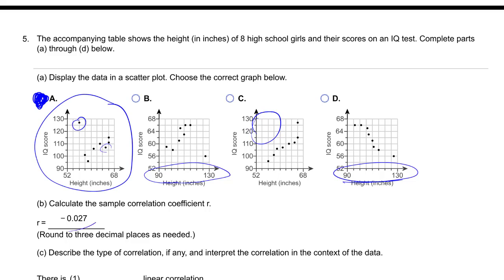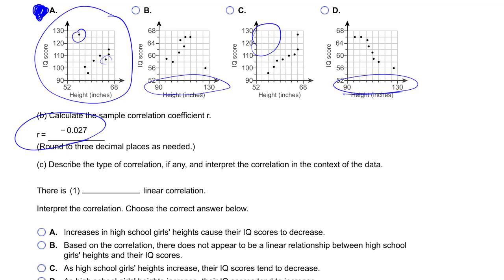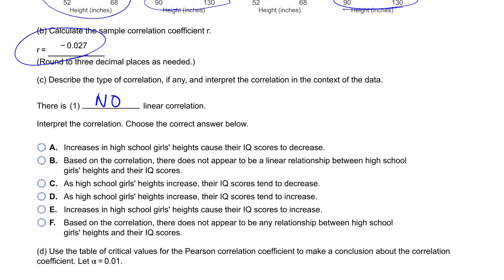If we calculated the R value, negative 0.027, although it's negative, that's very close to 0. So we would really say there is no linear correlation, meaning there does not appear to be a linear relationship between the girls' heights and the IQ scores.